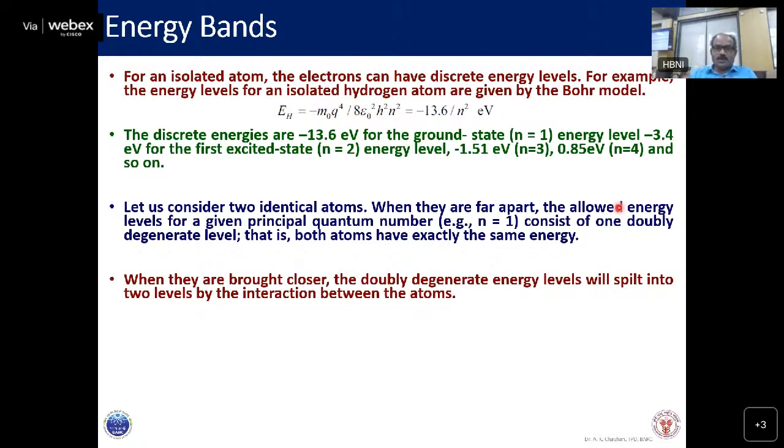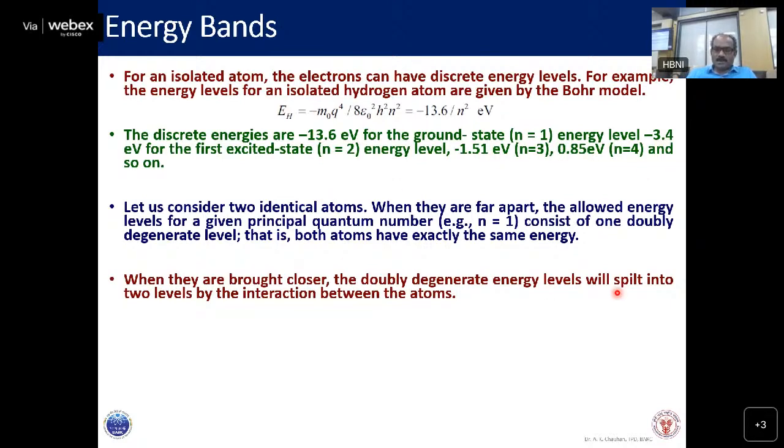Now let us consider two identical atoms, two hydrogen atoms, that are far apart. When they are far apart, the allowed energy levels for a given principal quantum number will be exactly the same. Suppose 13.6, 3.4, 1.51, 0.85 and so on.